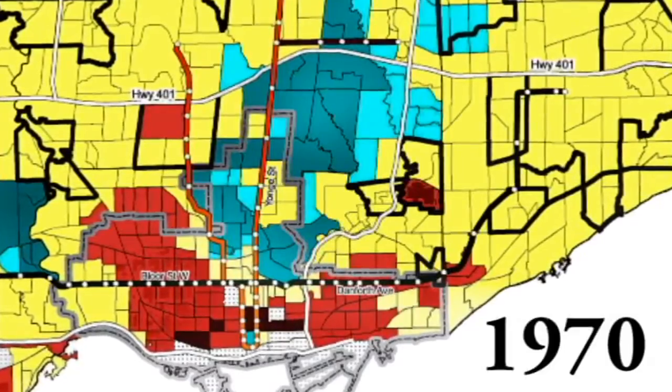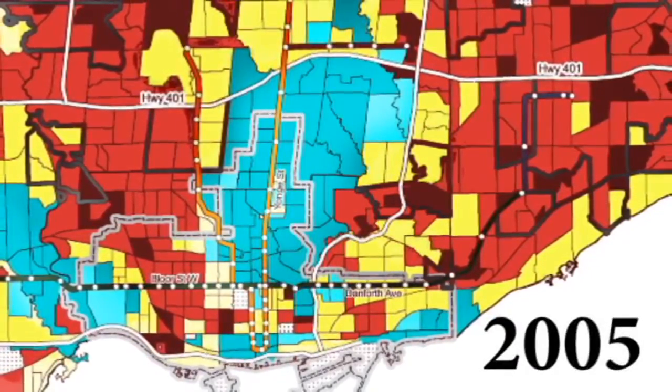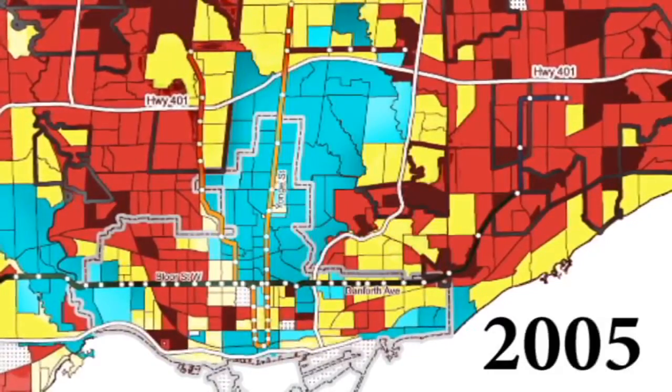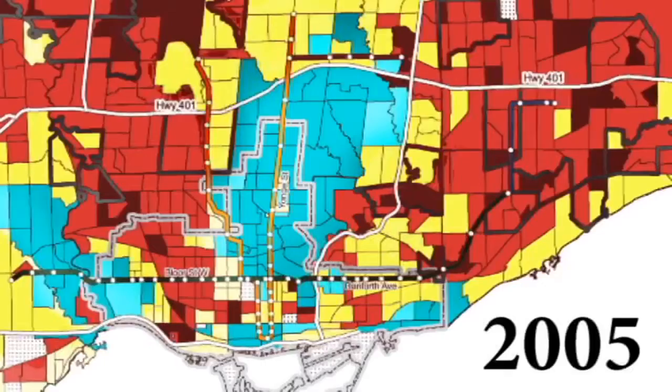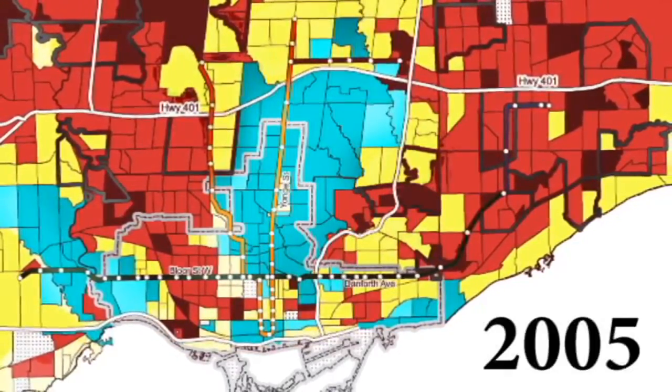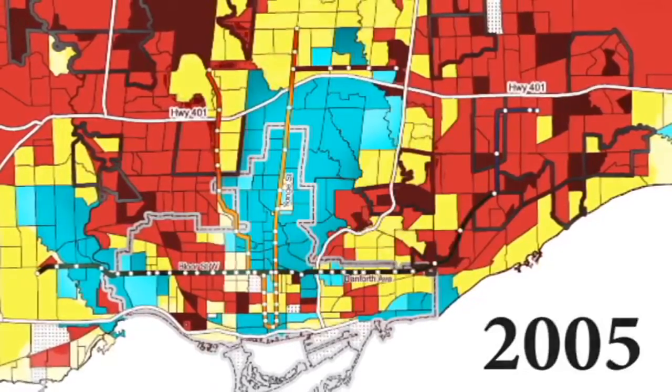Now I'm going to flip 35 years. It takes your breath away, because look at this map now. Look at all the yellow. Yellow is middle income. And what happens to all the yellow on the map of Toronto in 2005? It largely disappears. We are no longer a middle-income society.